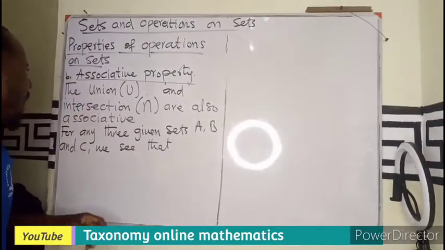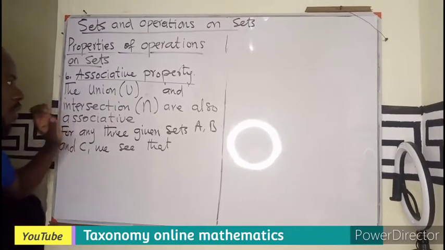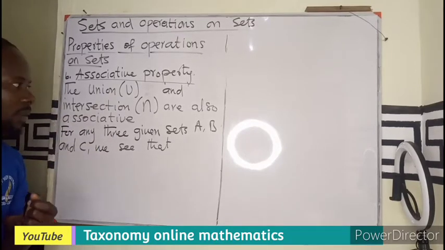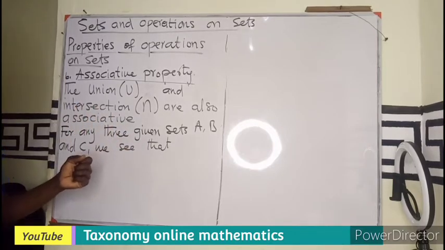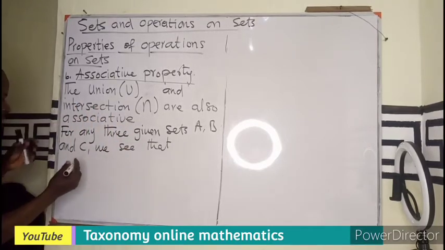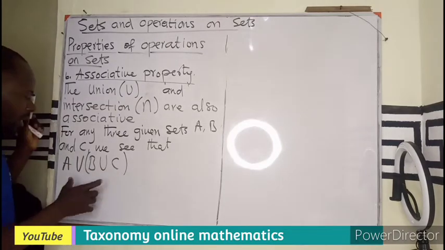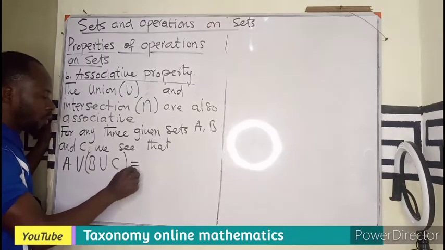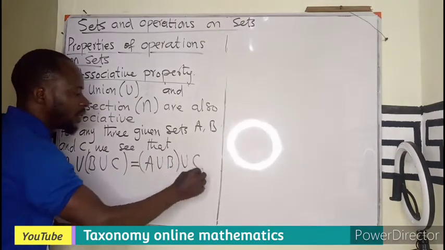Alright, for the second one, we have the associative property, which in this case also, the union and the intersection of sets are both associative. If we have any given three sets, A, B, C, we can also see that A union B union C, as we take the last two, meaning as we take the set B union C, the result you will have should not be different from A union B union C.